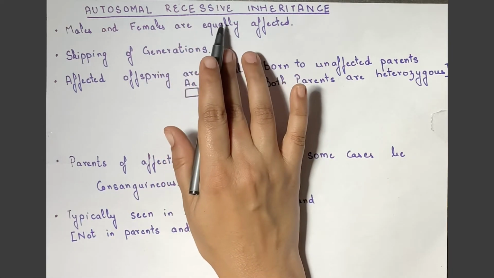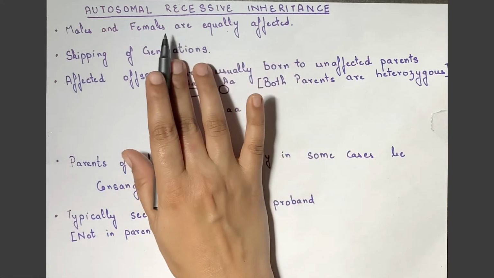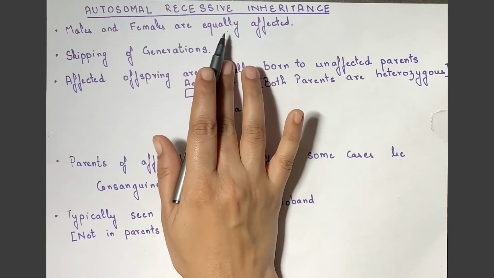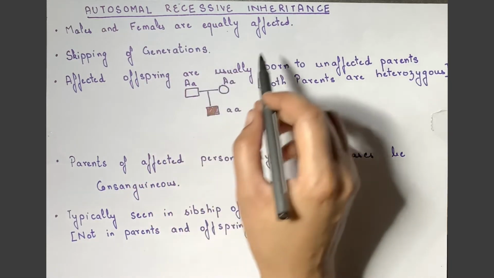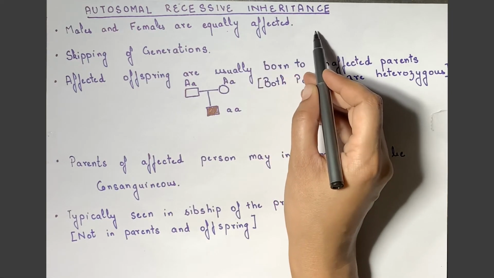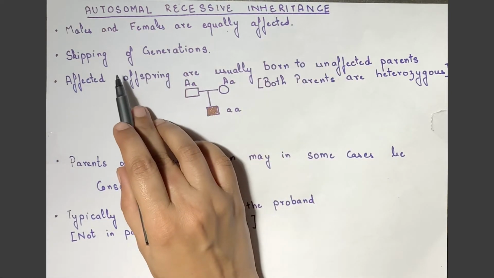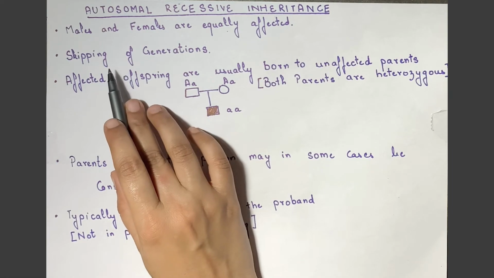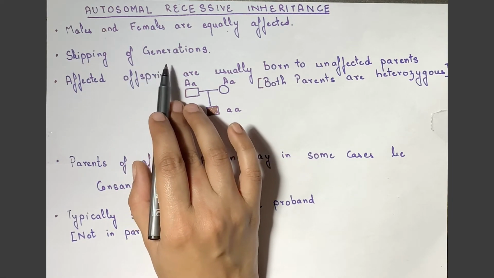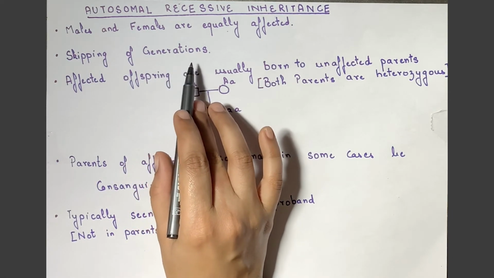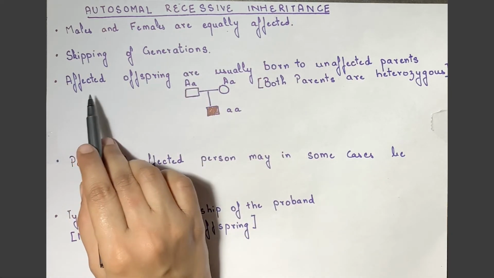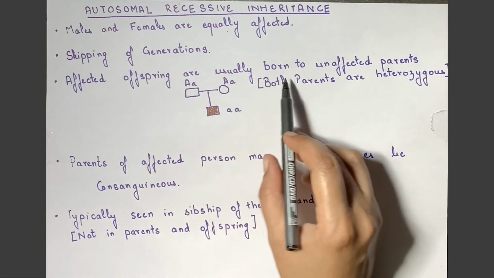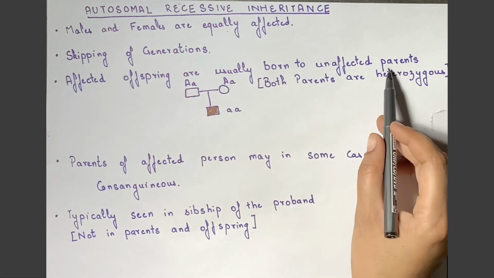Autosomal recessive mode of inheritance. In the autosomal recessive mode of inheritance, males and females are equally affected. That is, there is no gender bias. In this mode of inheritance, we find skipping of generations. That is, we do not find an affected individual in every generation. Affected offspring are usually born to unaffected parents.